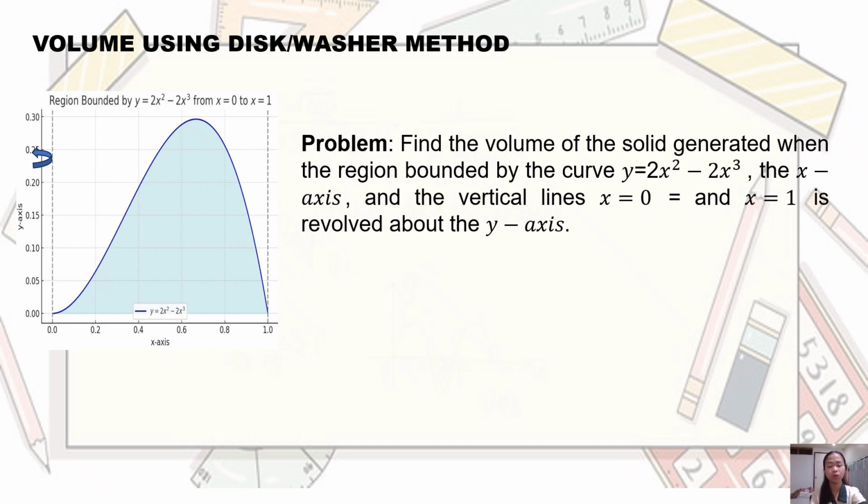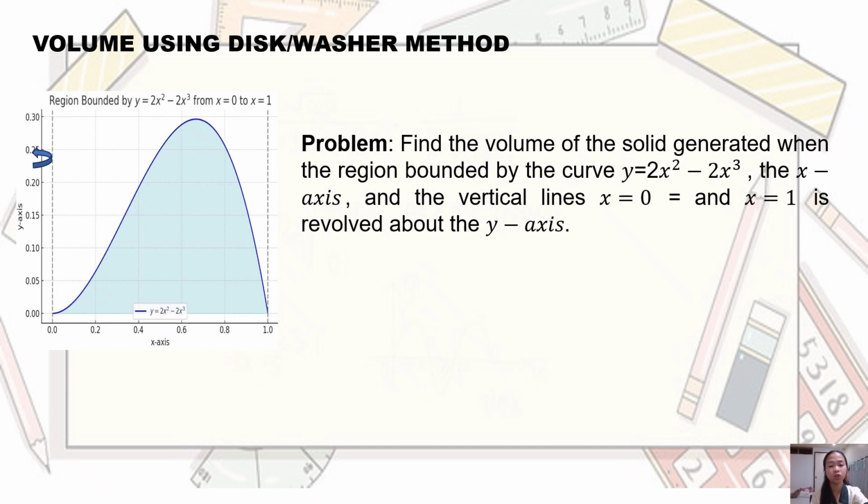So we are tasked to find the volume of a solid generated when the region bounded by the curve y equals 2x squared minus 2x cubed, the x-axis, and the vertical lines x equals 0 and x equals 1 is revolved about the y-axis. Both the disk method and shell method are valid techniques for finding volumes of solids of revolution.